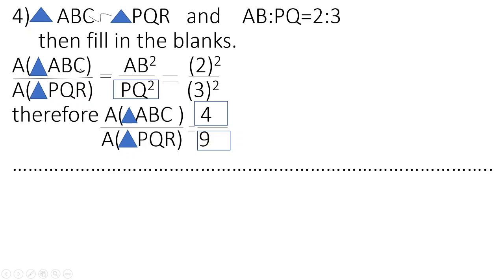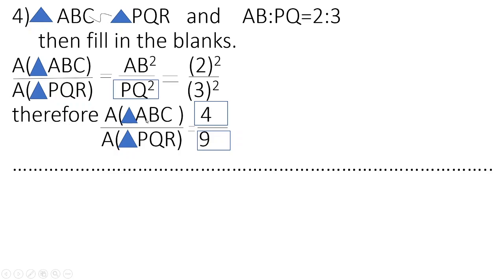Area of triangle ABC upon area of triangle PQR is equal to, again both triangles are similar, so you can directly write that the ratio of the areas of both triangles is equal to the ratio of their corresponding sides square. So I write here AB square upon, the question is fill in the blank, so there is an empty bracket, you have to put here AB's corresponding side PQ. So AB square upon PQ square is equal to, putting the ratio, 2 square upon 3 square.